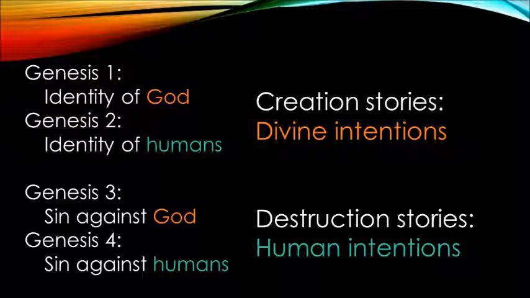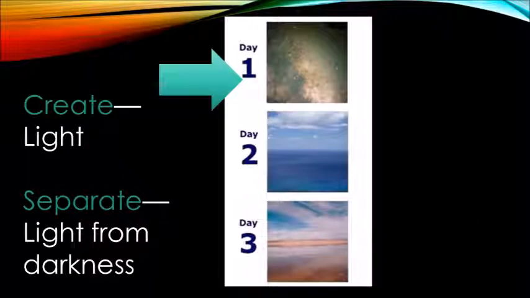But when we get into chapter 3, we see how mankind violates the creation, violates this understanding of who God is, denies the sovereignty of God by wishing to be in charge. And the fourth chapter shows how man violates what God intended for humans. So chapters 3 and 4 give the negative side. They talk about the intentions of humanity rather than the intentions of God.